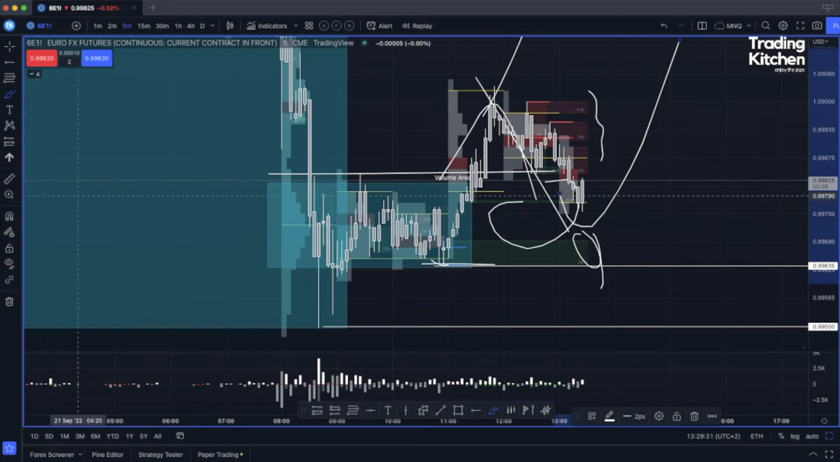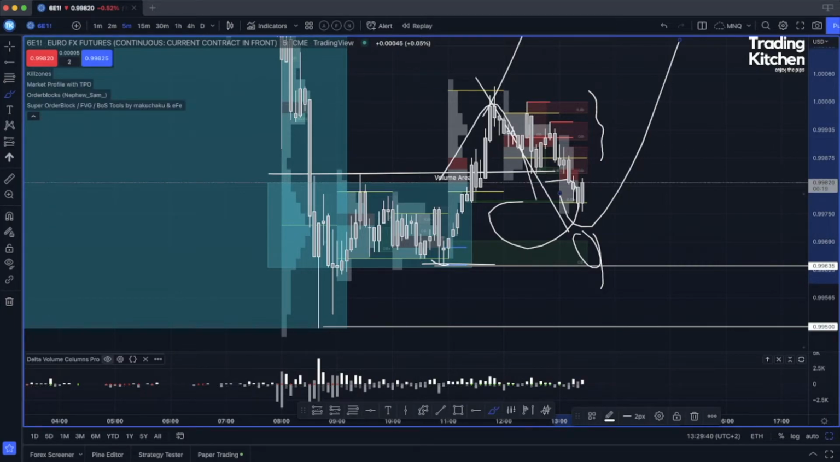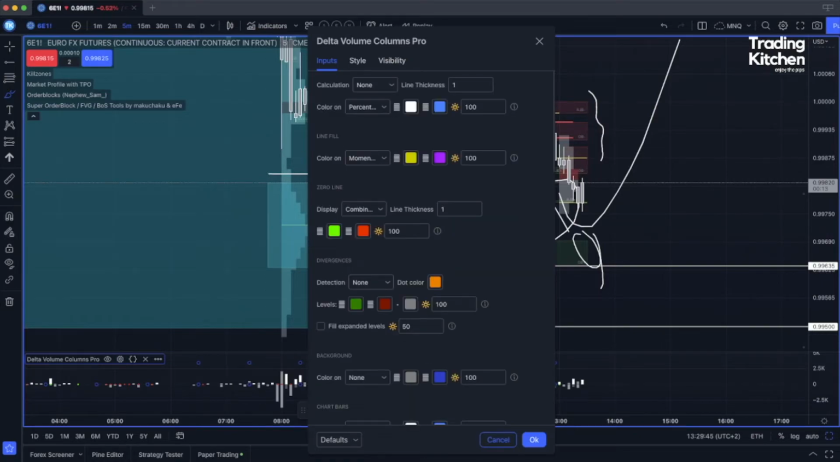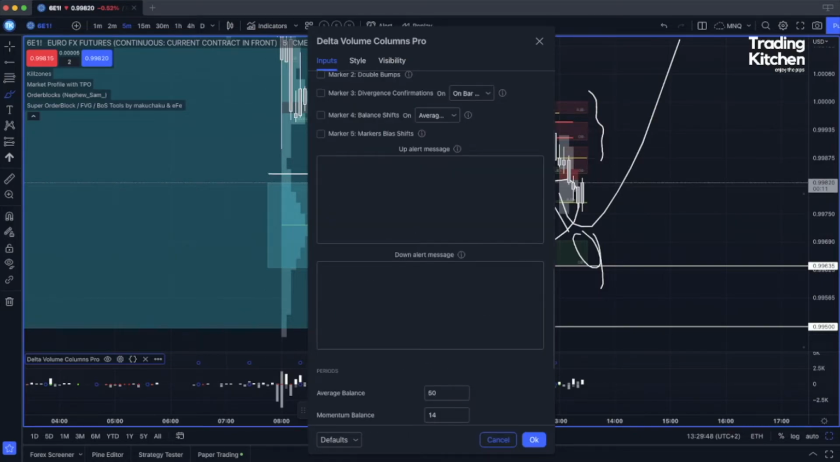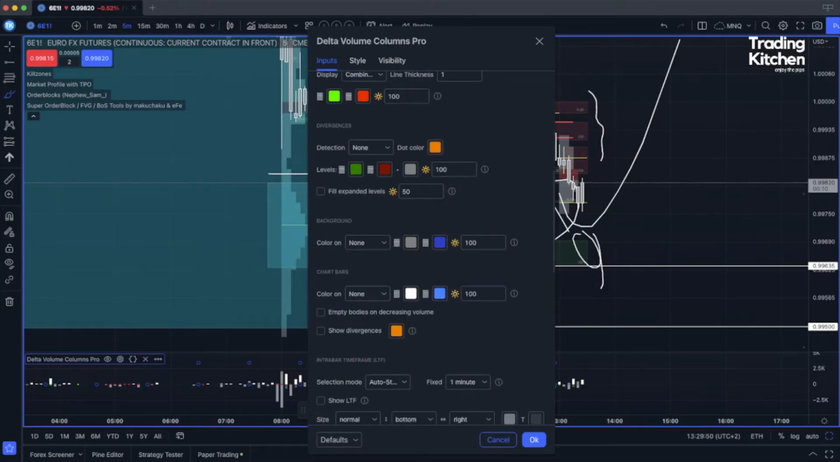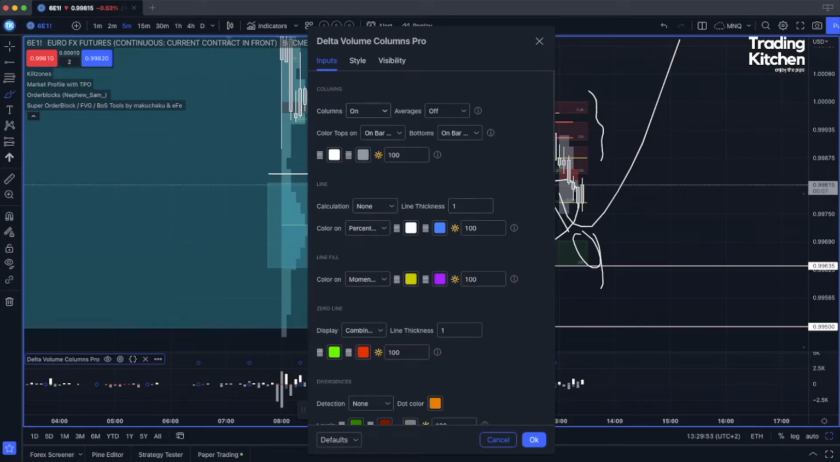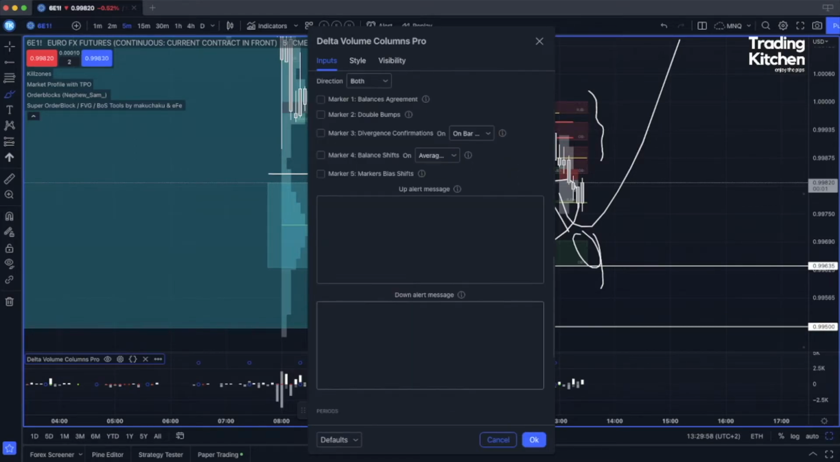The last indicator is delta volume. Delta columns volume. There are so many delta volume column indicators that you can use. I find this quite good, and these are all my settings, but you can choose. You can build your own. It depends on your kind of strategy, what you are looking for.